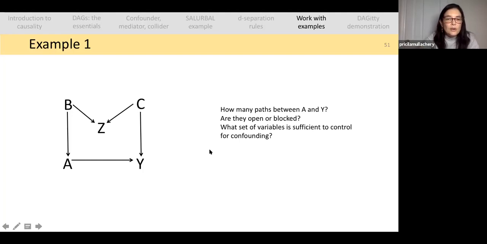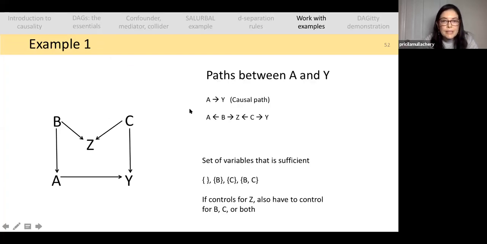Okay, so let's go through some examples of how those d-separation rules can be applied to DAGs in general. For that, this first example shows a collider, and we're usually going to represent a collider with a Z. When we see a figure like that, we can think about how many paths there are, right? And we have basically two paths.